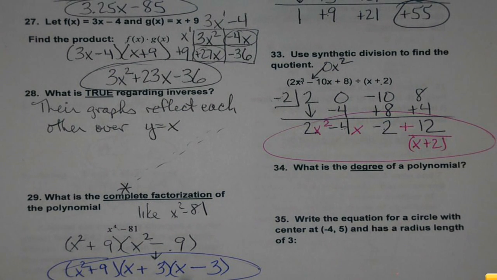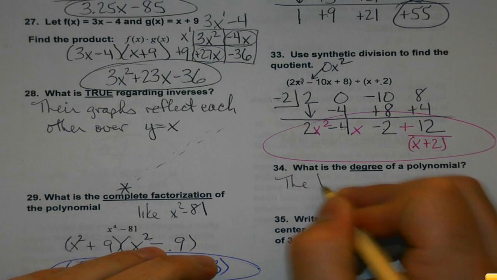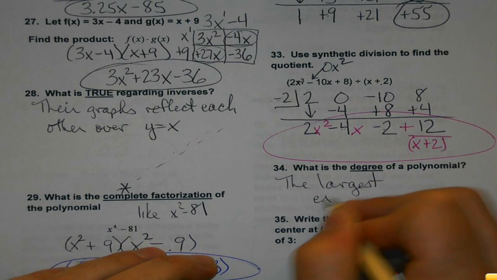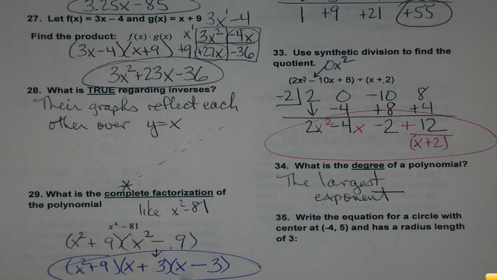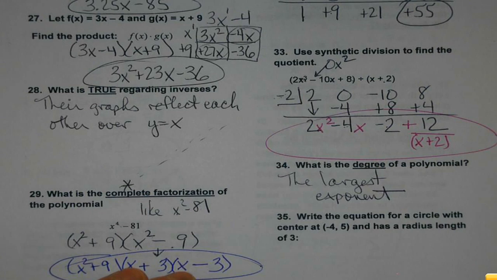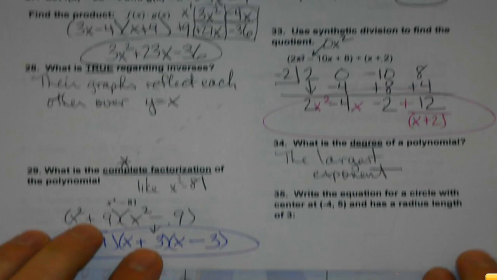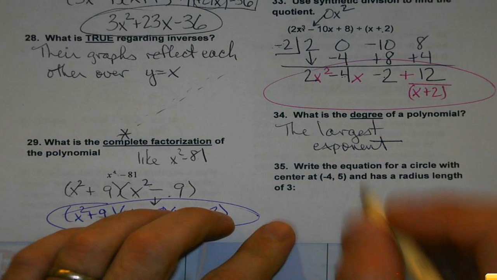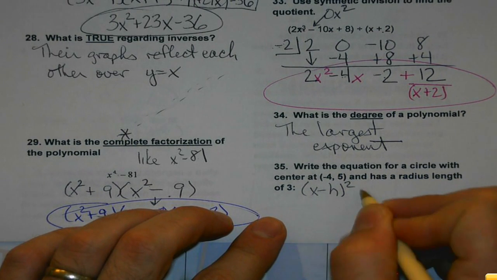What is the degree of a polynomial? The largest exponent. Degree 3. Even if they're in a different order, just find the one with the largest degree, the largest exponent. Write the equation for a circle with center 4, 5 has radius length of 3. Remember when we're dealing with circles.